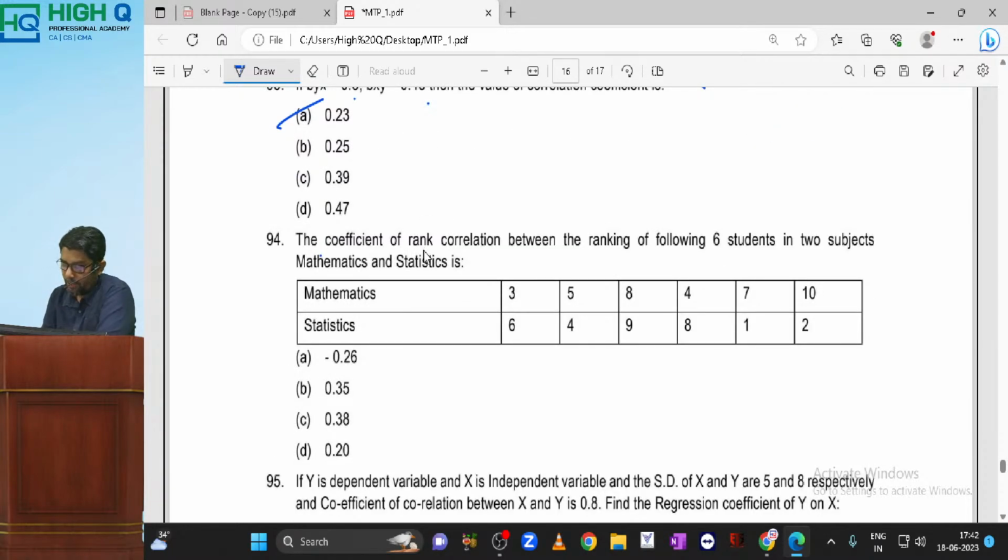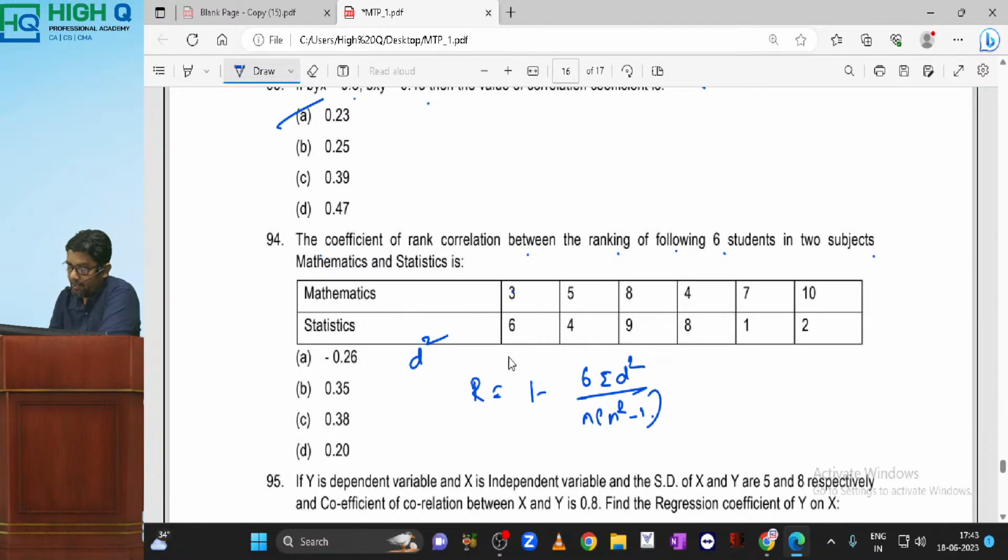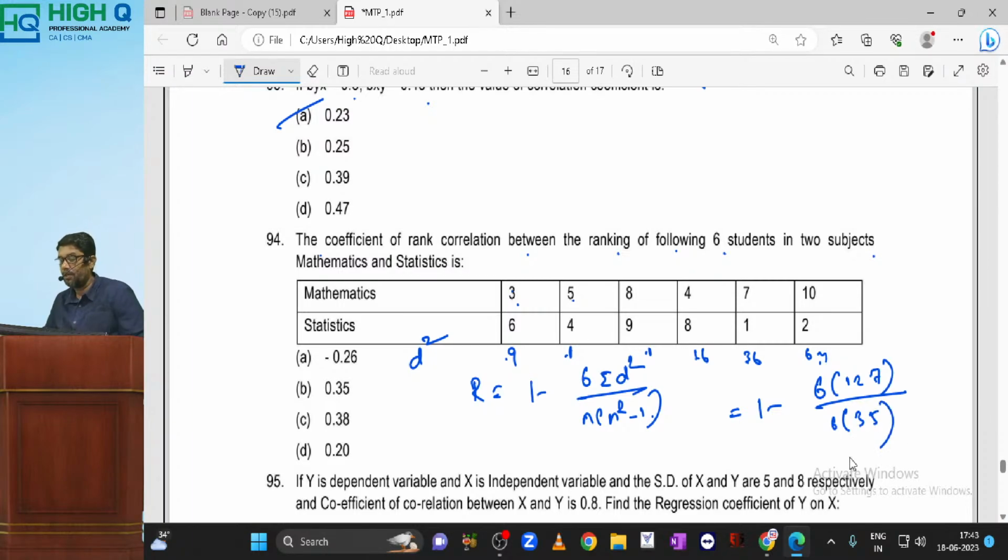Now, the coefficient of rank correlation between the ranking of 6 students in 2 subjects, mathematics. So find r. R is equal to 1 minus 6 into summation d square divided by n into n square minus 1. Now let me find out d. What is d square? 3 minus 6 is minus 3, 9. 1, 1, 16, 36, 64, 100, 116, 117, 118, 127. So 1 minus 6 into 127 divided by 6 into 35. Check what you are getting. 6 gets cancelled. 127 divided by 35.